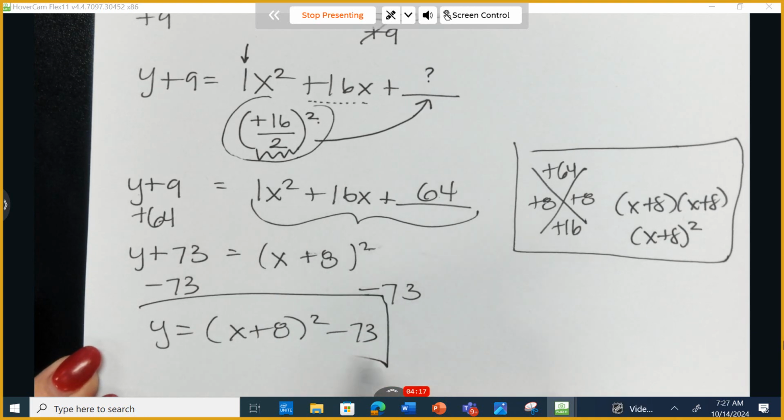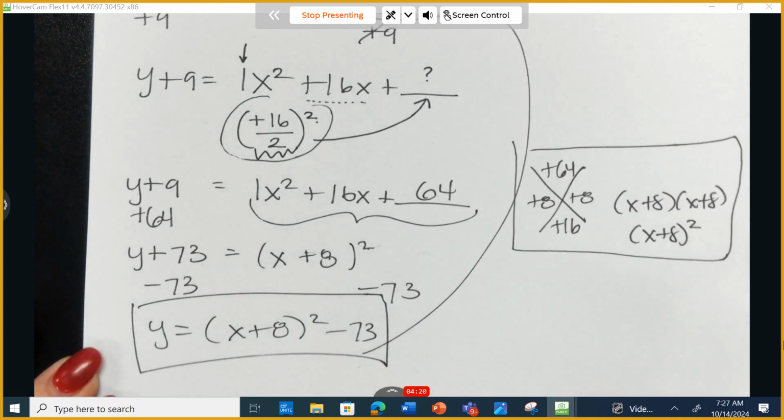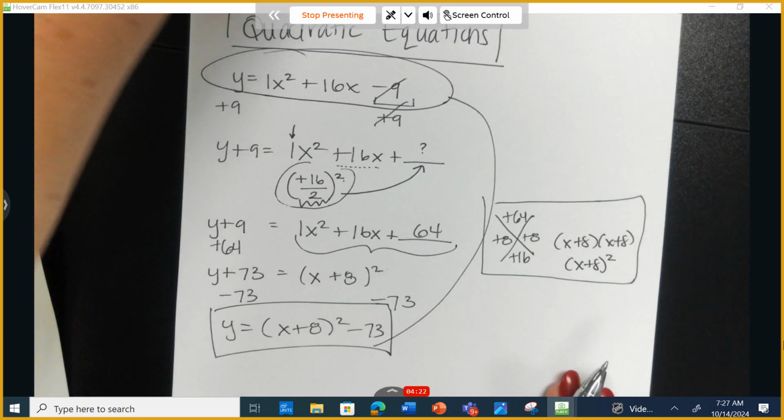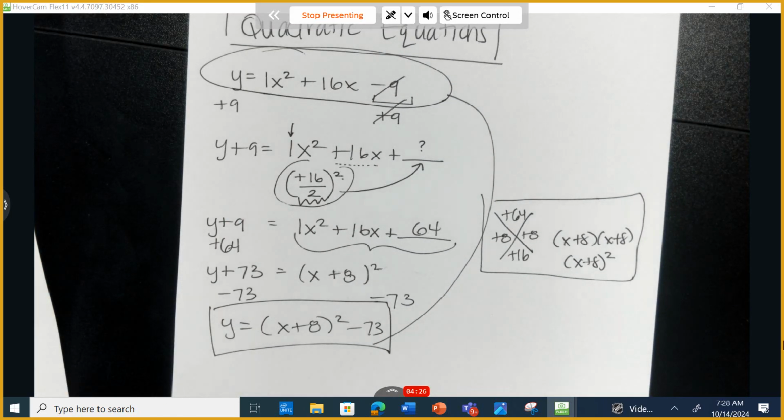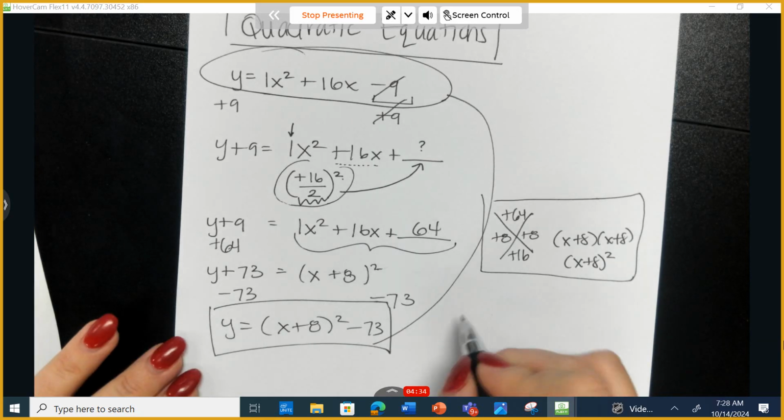If I graphed this equation and I graphed this equation on the same Cartesian plane, you would see that they're the exact same parabola. They come from the same quadratic equation, just in different forms. What does this give us? This easily tells us what the vertex is, as a reminder.